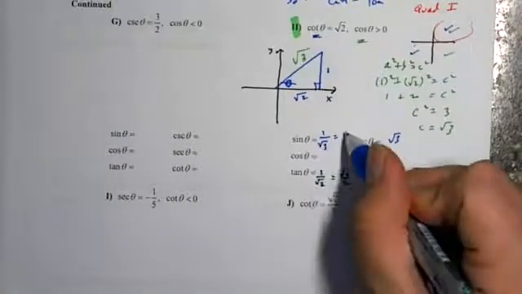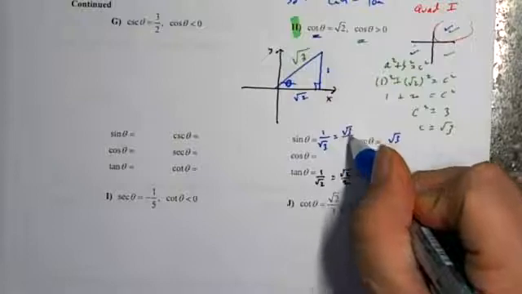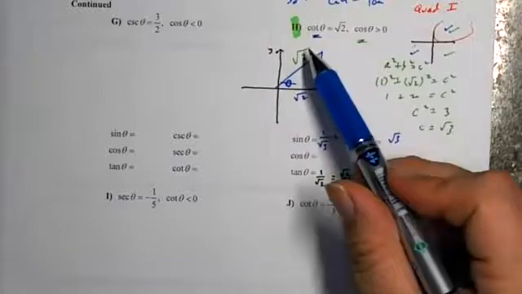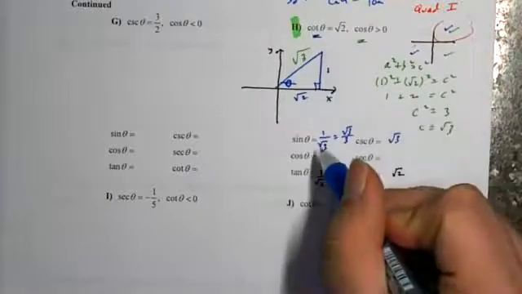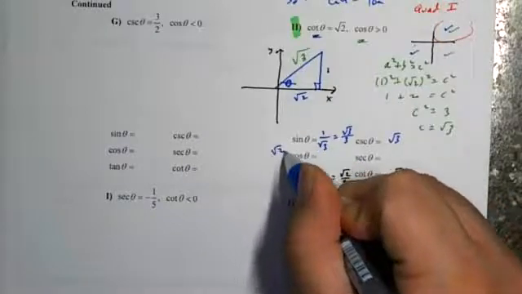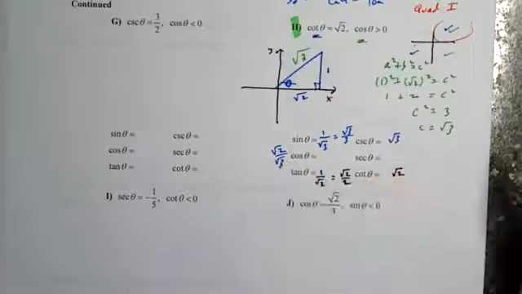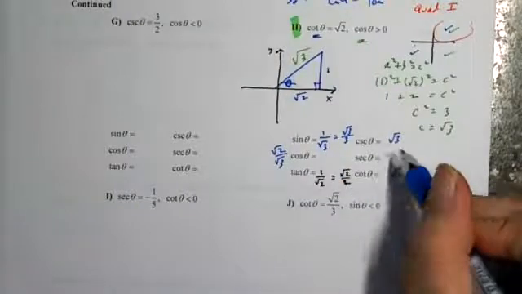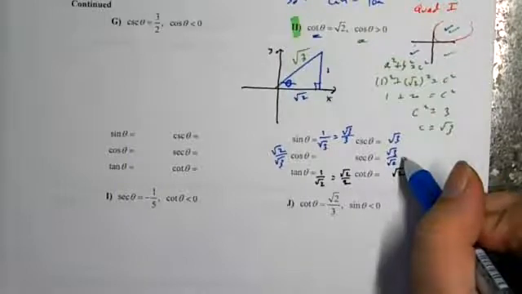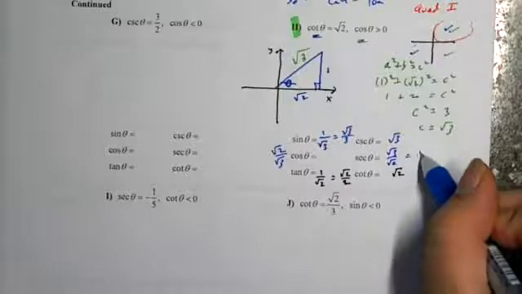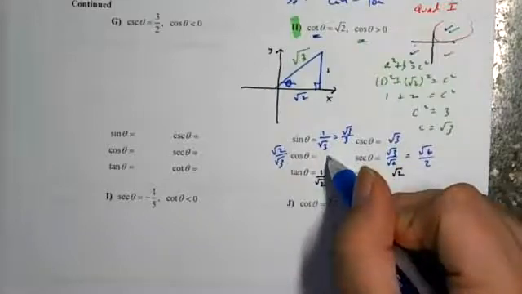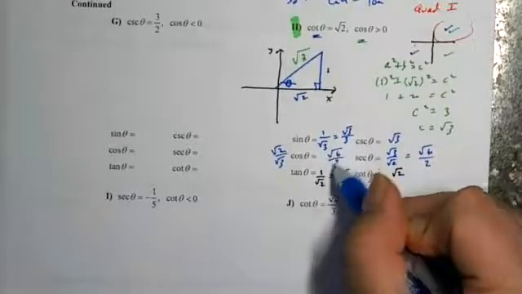And when I rationalize this, I get square root of 3 over 3. Cosine is adjacent over hypotenuse. Ooh, that's a little different. Okay, this is square root 2 over square root of 3. So the secant is going to be square root of 3 over square root of 2. When I rationalize this, I get square root 6 over 2. When I rationalize this one, I get square root 6 over 3.